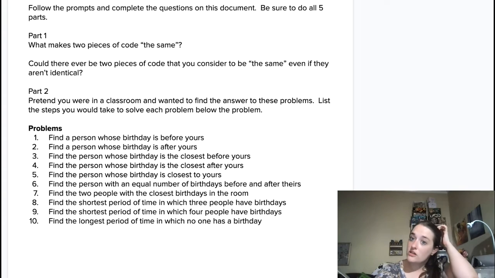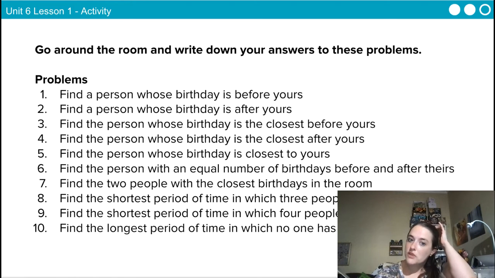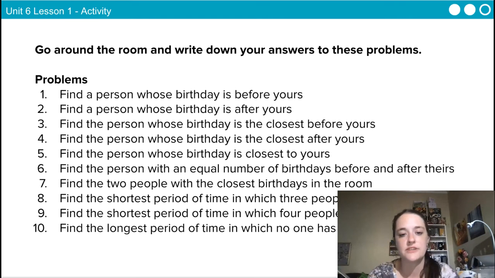If we were in the classroom, you would go around the room. You would have these 10 problems, right? You still have the 10 problems. They are on your activity guide. We would go around the room and write down our answers to these problems.